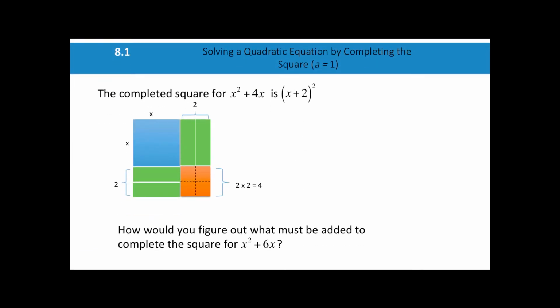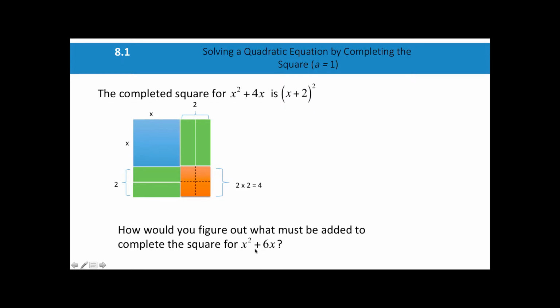The completed square for x squared plus 4x is quantity x plus 2 squared. Since our original square of length x was altered, we added 2 on each side. Remember, a square is a quadrilateral with all 4 sides the same. So the sides now have length x plus 2. So that's our square.